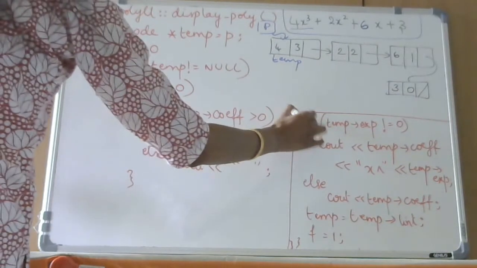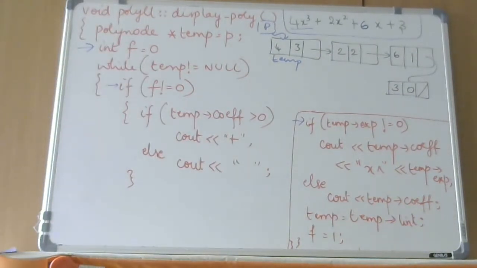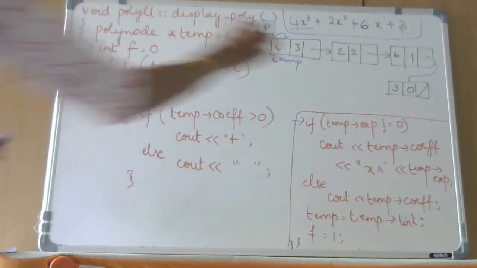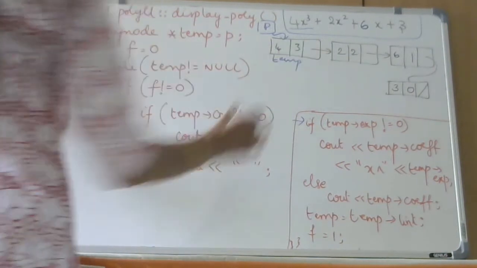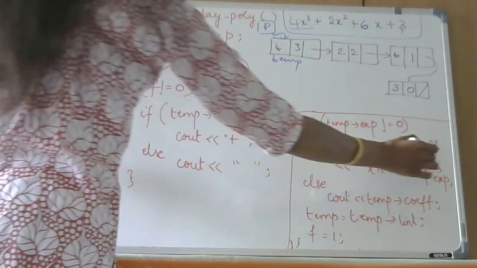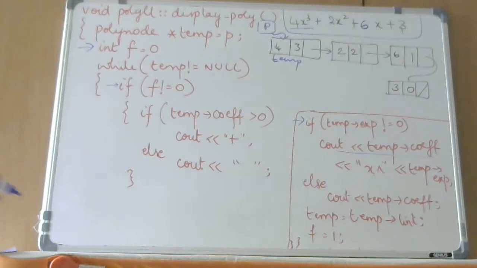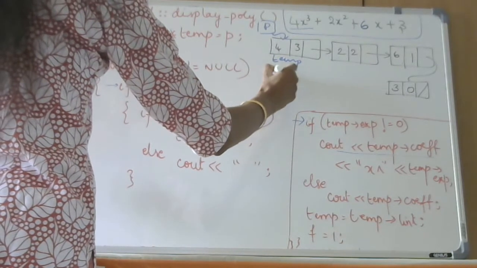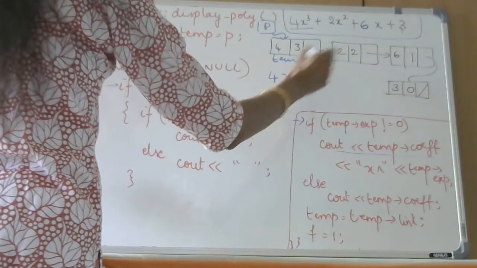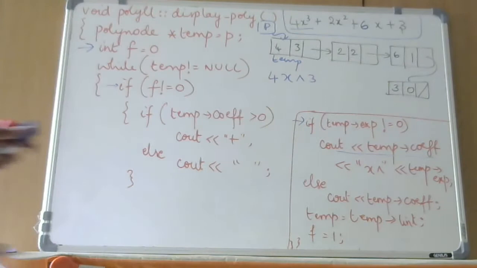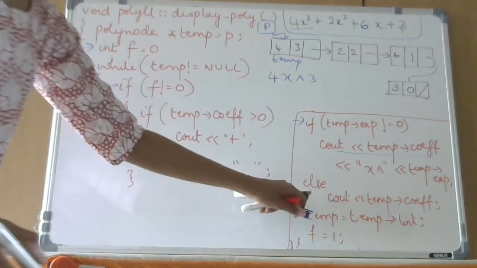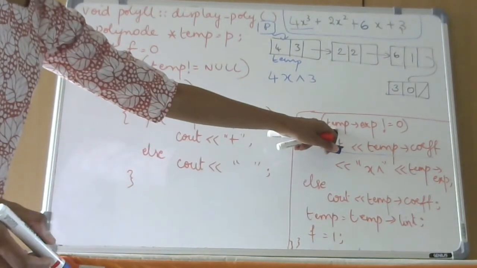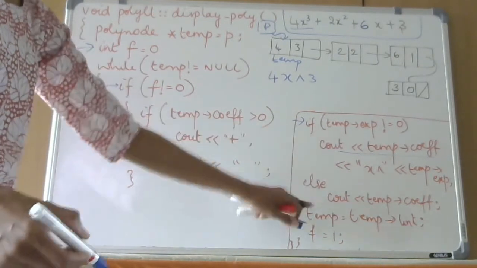It will come here. If temp of exp is not equal to 0, this is temp. What is temp of exp? It is 3. It is not equal to 0. So, it will display cout temp of coefficient and temp of exp. So, I will display something like this, 4x to the power of 3. This is how I will display. Else, if it is not equal to 0, we have done this. So, we will not go into the else.